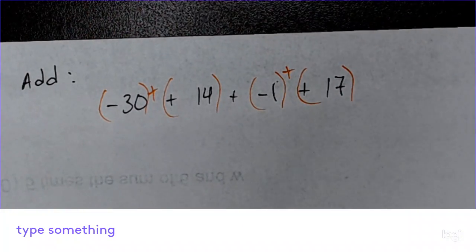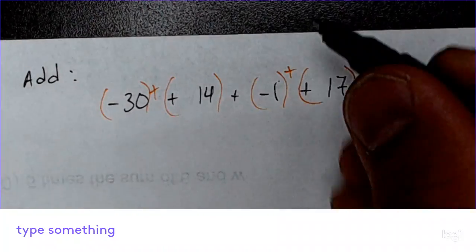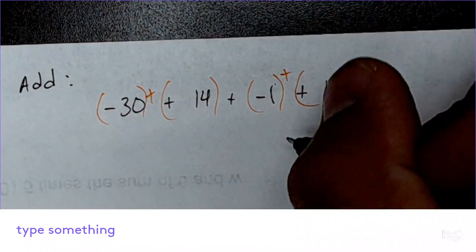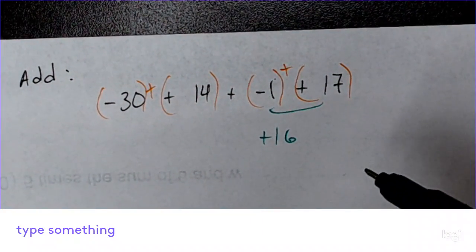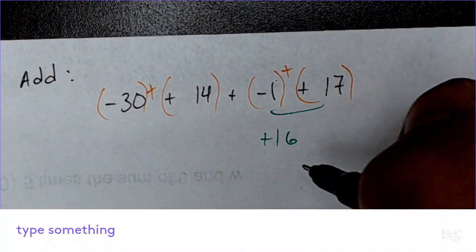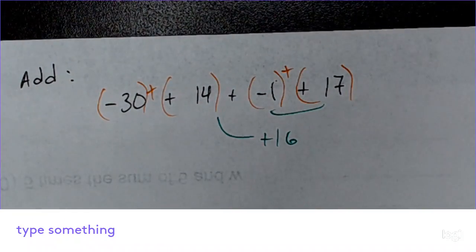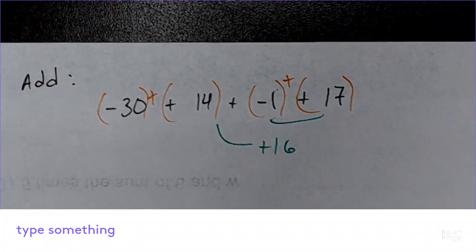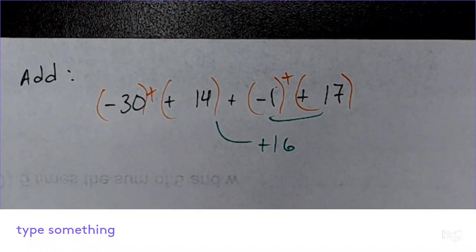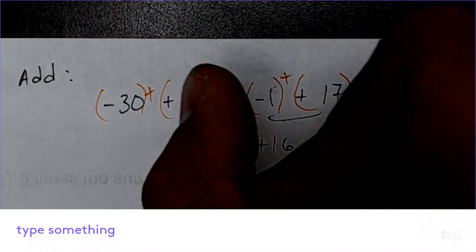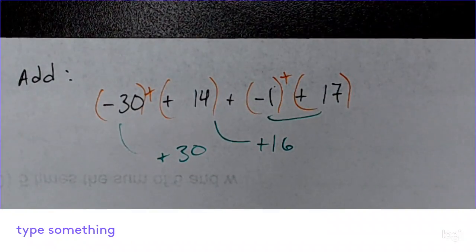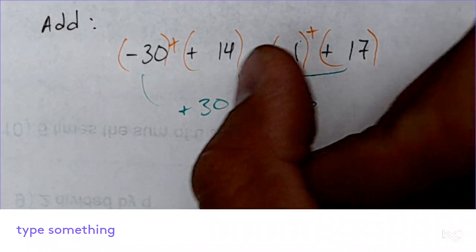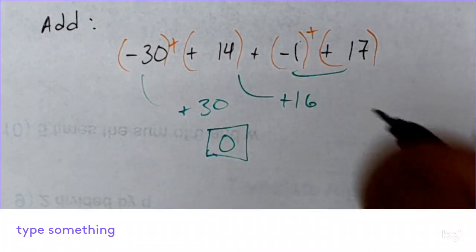Now I can start adding in whatever order I want. So, negative 1 and 17 is pretty easy. That can just become positive 16. Positive 16 and 14. That might be easier to add. Let's see here. 16 plus 4 is 20, and then 10 more makes it 30. So that's just 30, and then I have positive 30 and negative 30, which is going to equal 0. So the final answer is 0.